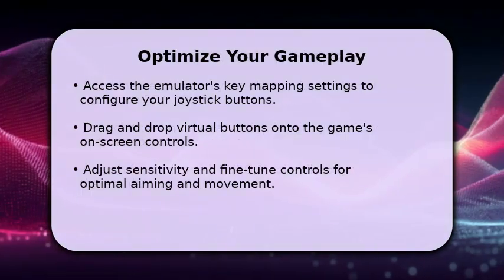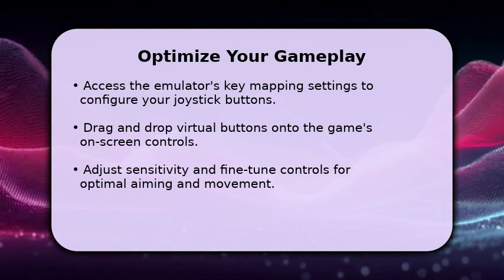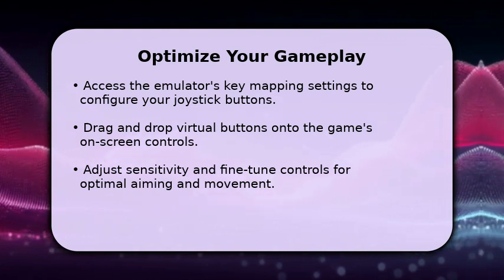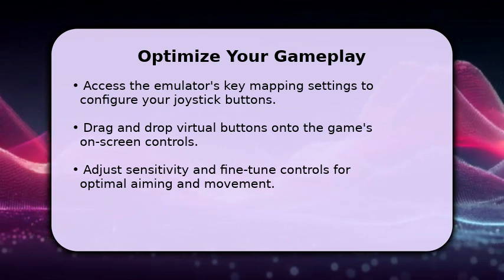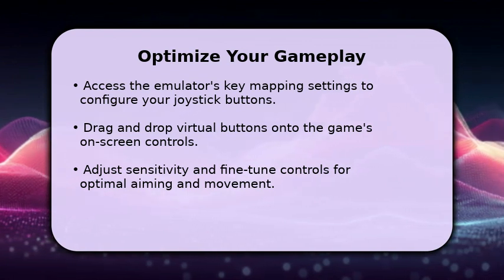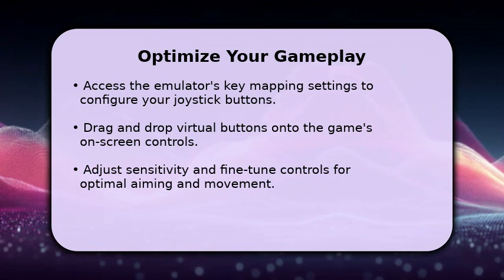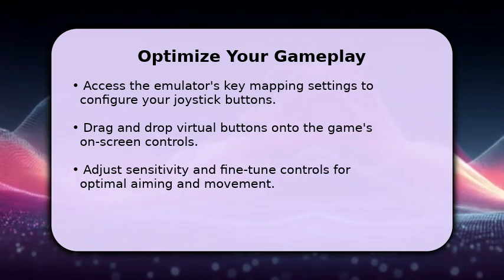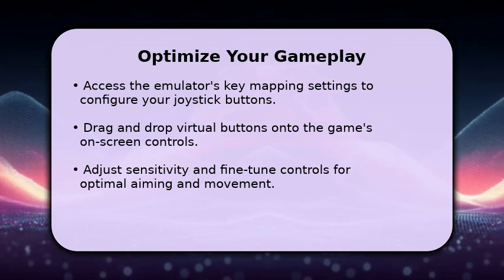Now for the fun part, customizing your controls. Within the emulator, locate the key mapping settings. Here, you can drag and drop virtual buttons to correspond with the game's on-screen controls, assigning actions to your joystick. Take time to adjust sensitivity for precise aiming and smooth movement. Once satisfied, save your custom profile. This ensures a consistent and highly personalized gaming experience every time you play.